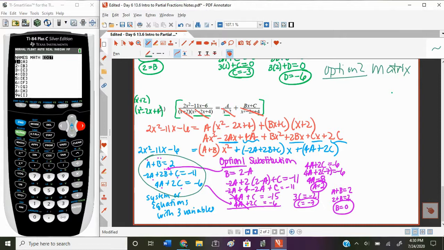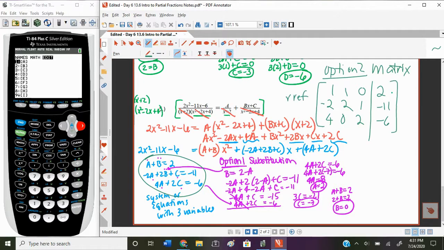All right, so if you look at your coefficients, we have a plus b. That's 1a plus 1b plus no c's. And then on the other side of the equation is a 2. That's our constant. In the second equation, we have negative 2a, we have 2b, and we have 1c. And on the other side of the equation, I have a negative 11, which is my constant. On the third equation, I have 4a, no b's, 2 c's. And on the other side of the equation, I have a negative 6.